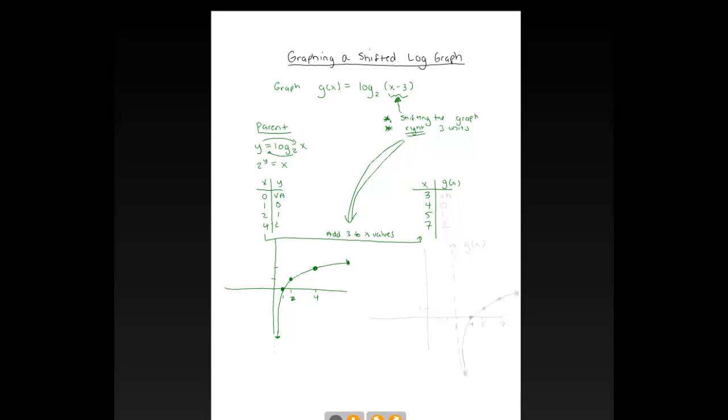Nothing's happening to the y values, so you just copy them down. The vertical asymptote is now at 3. The y values are 0, 1, 2. The y values didn't change, so I don't need to change them. And my new graph is going to look like this. The vertical asymptote is at 3. And I'm going to plot the point 4, 0. And I'm going to plot the point 5, 1. And 7, 2.